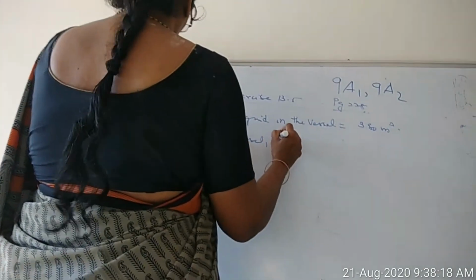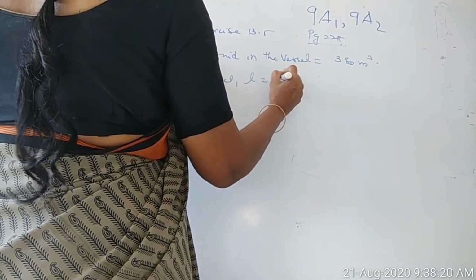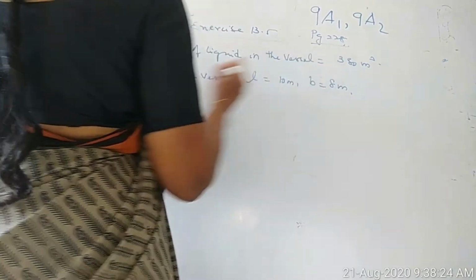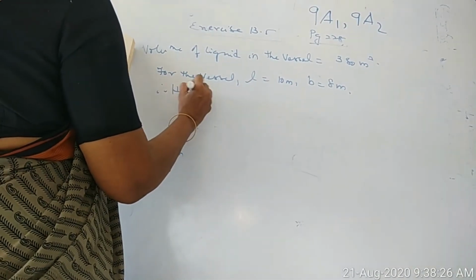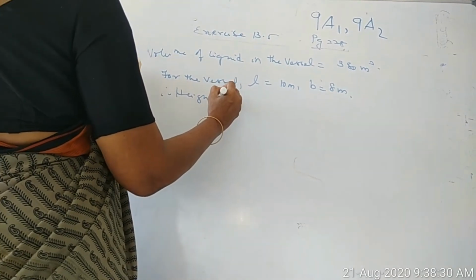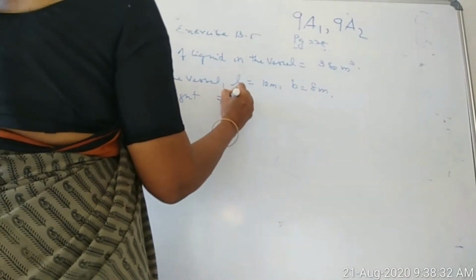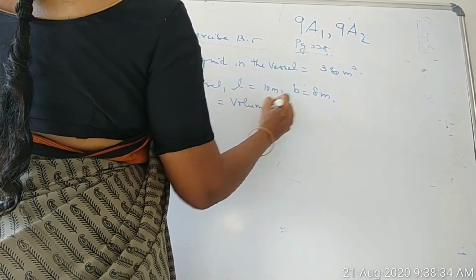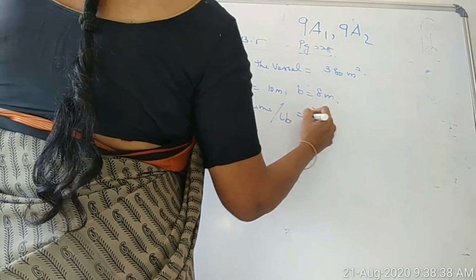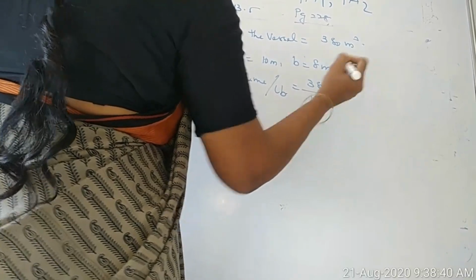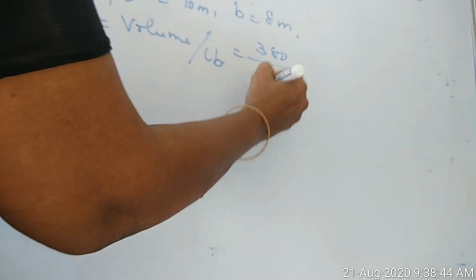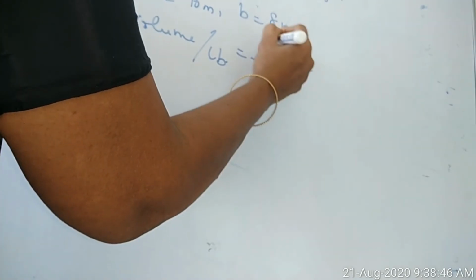What is the length? L is equal to 10 meters. Width means breadth. What are you asked to find? The height is equal to volume by LB. 380 by 10 into 8, children. Can you cancel? 380 by 10 into 8. 0, 0 will get cancelled, girls.